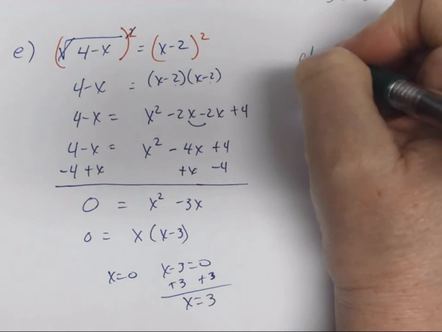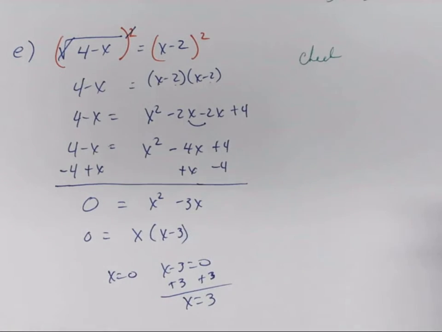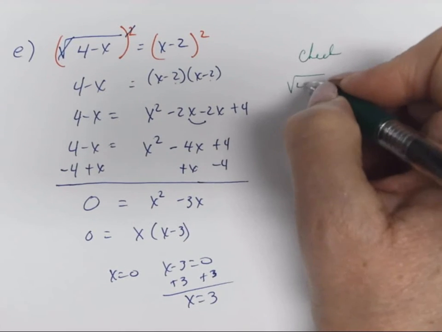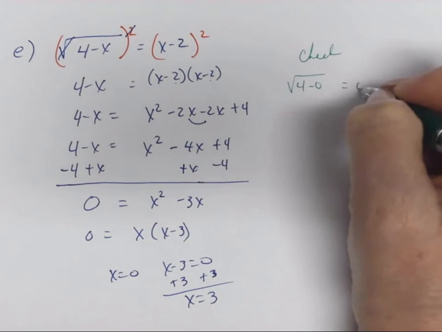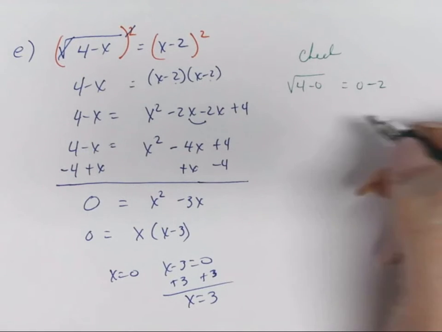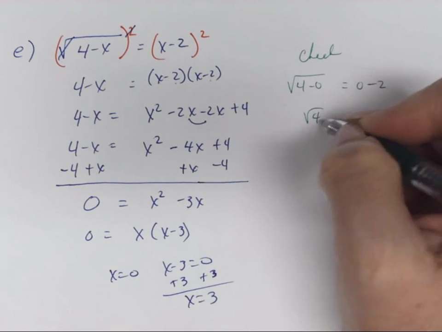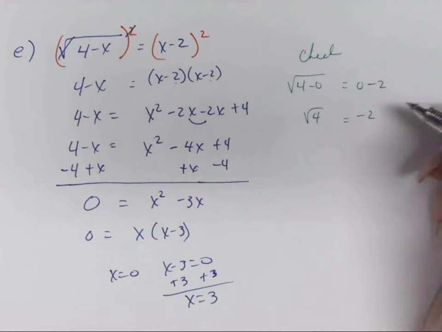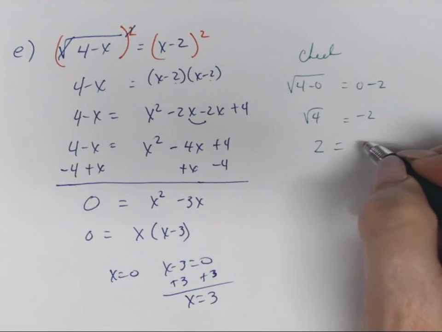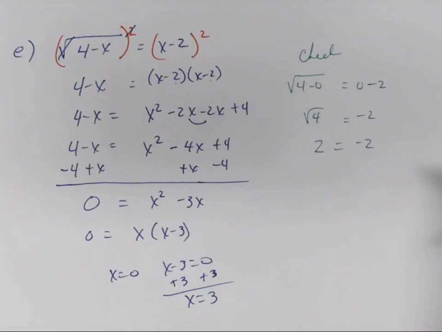All right, so let's check. So we'll start with the 0. So we have the square root of 4 minus 0 equal to 0 minus 2. Well, 4 minus 0 is 4, equal to negative 2. Square root of 4 is 2. 2 equals negative 2. Oh, well, that does not work.